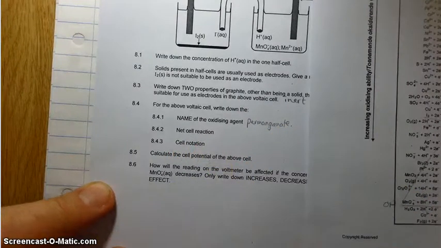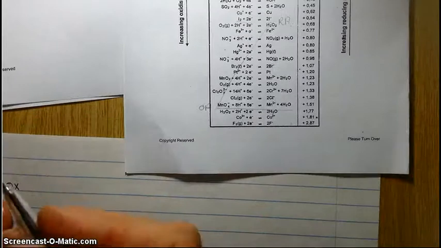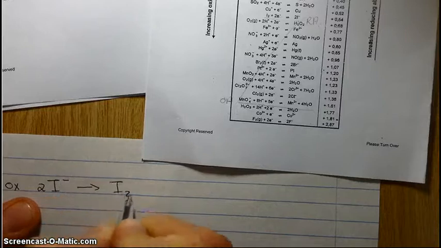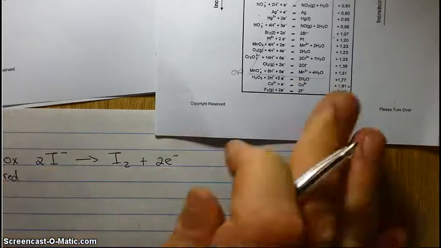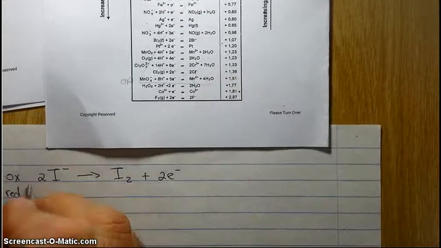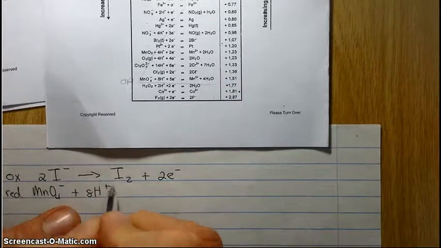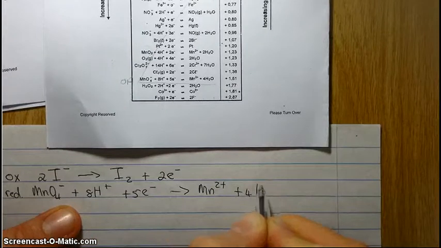The net cell reaction, so that is now where you need to do a little bit of work. The oxidation half reaction will be the top one of the two that we have identified. So it is the 2I minus going to I2 plus 2 electrons, and the reduction is the bottom one of the two, will be that one, the MnO4 minus plus H plus plus 5 electrons going to Mn 2 plus and 4 waters.